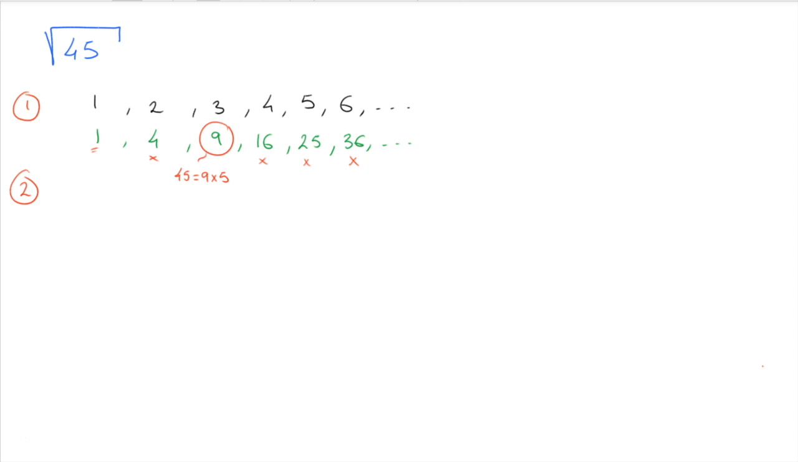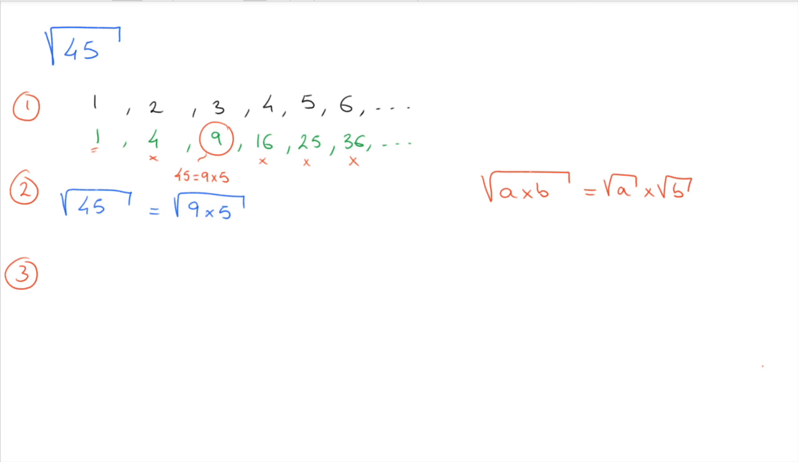So in step 2, we can now write the square root of 45 is equal to the square root of 9 times 5. Now, moving on to step 3, we make use of the important rule. Remember, that was the square root of a times b is equal to the square root of a times the square root of b. And so we can go ahead and state that the square root of 45 is equal to the square root of 9 times the square root of 5.